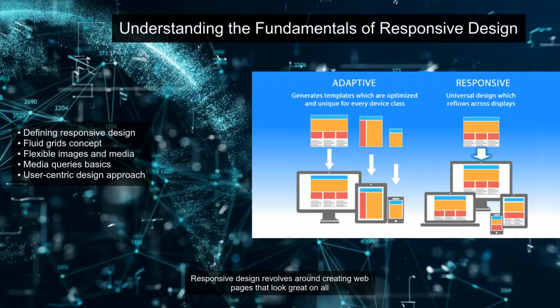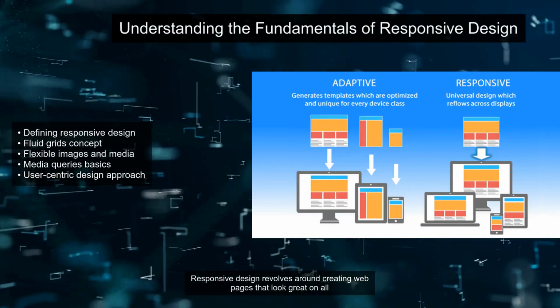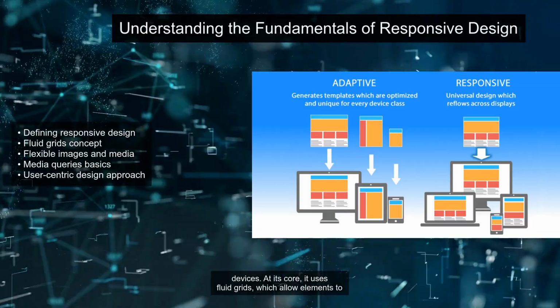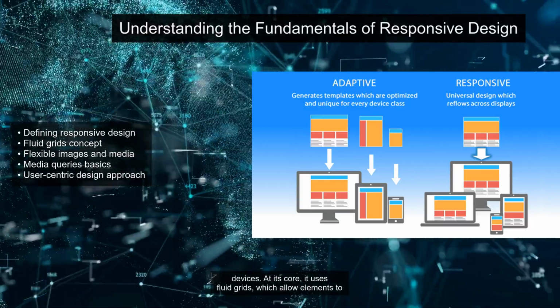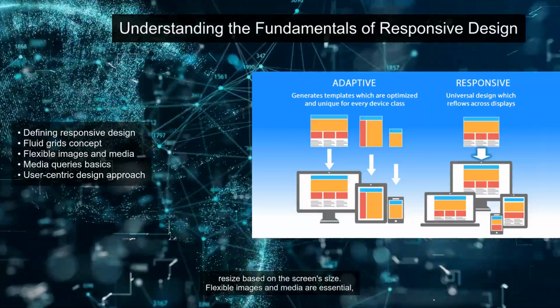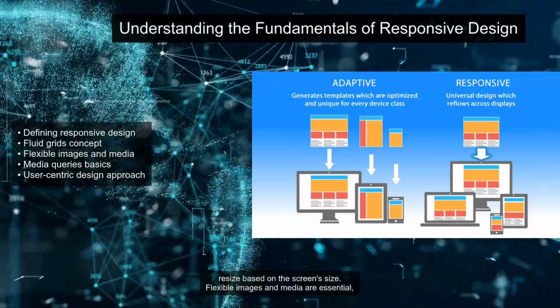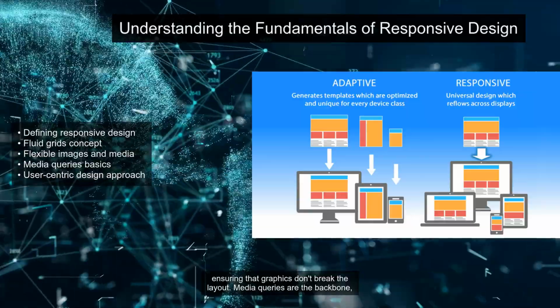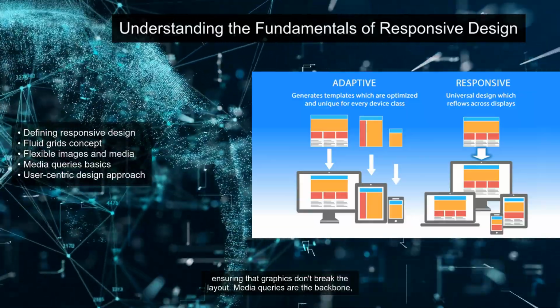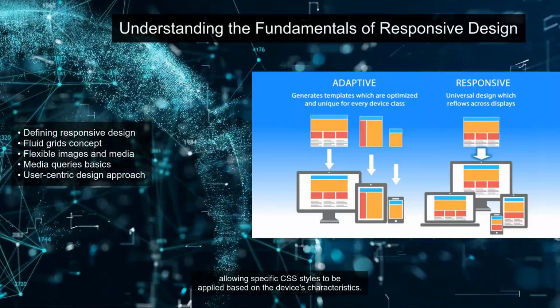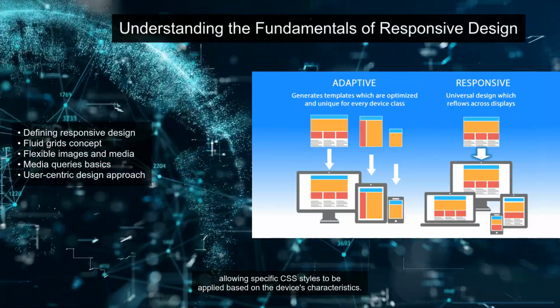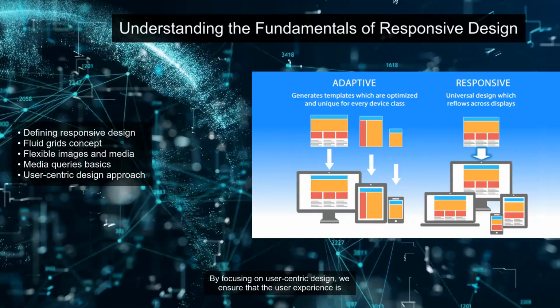Responsive design revolves around creating web pages that look great on all devices. At its core, it uses fluid grids, which allow elements to resize based on the screen size. Flexible images and media are essential, ensuring that graphics don't break the layout. Media queries are the backbone, allowing specific CSS styles to be applied based on the device's characteristics.